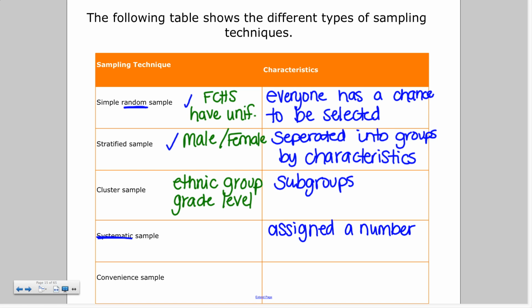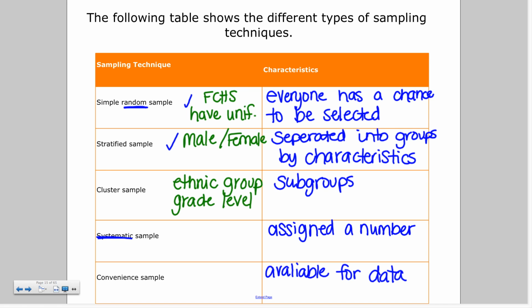Then we have a convenience sample. A convenience sample means that it's for people that are available. So you are available at that time. So for instance, I'm going to say, I'm going to do a survey. You can come between 12 and 1. Well, that would be for those that are available.